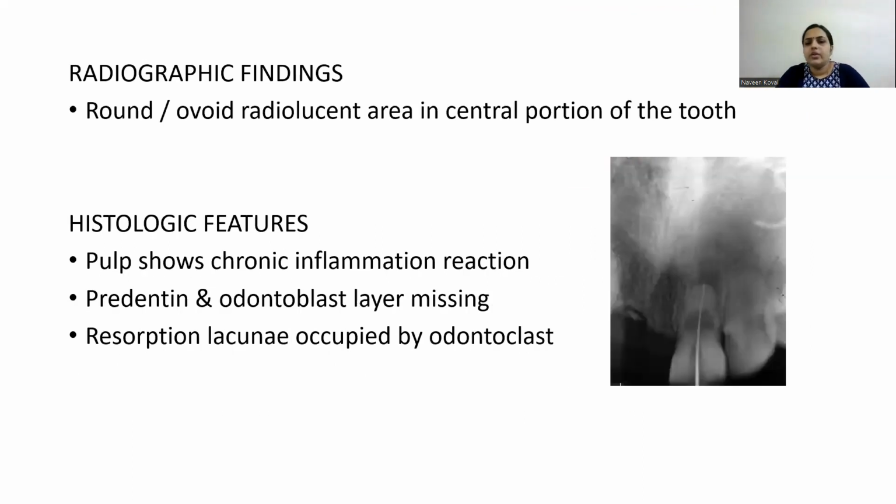So radiographic finding, you can see a round or oval radiolucent area in the central portion of teeth. Since it is an internal resorption, it will be within the tooth. That is, the root canal will have a bulged out appearance. The root canal will be enlarged. And histological features include pulp shows chronic inflammatory reaction, periodontal and odontoblast layer will be missing. Then resorption lacunae will be occupied by odontoclasts. All these are the histological features.